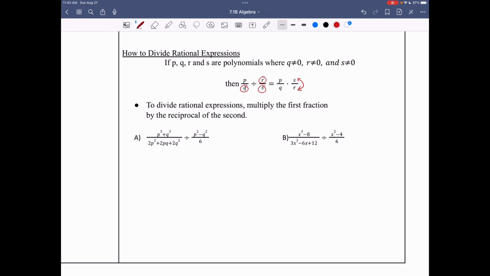And when I've taught this before, when we multiply the reciprocal, I say keep, change, flip. So the first rational expression, you're going to keep it the same. You're going to change it to multiply, and then you're going to flip it to the reciprocal.